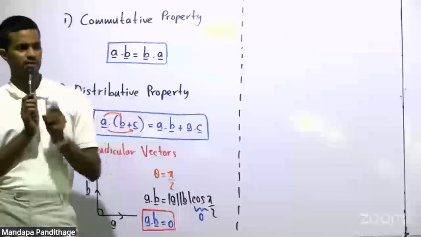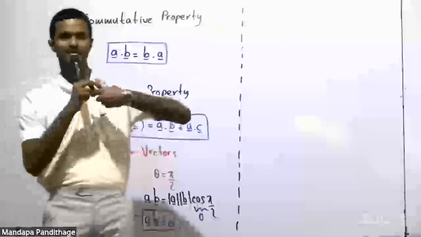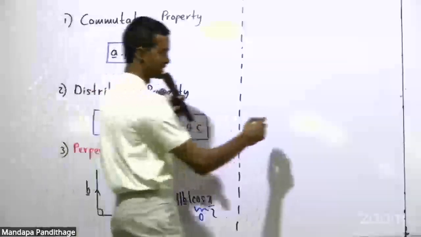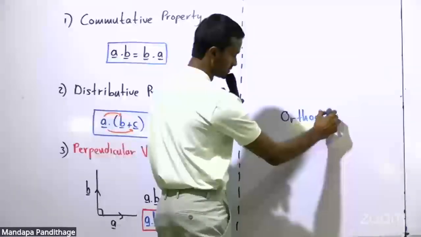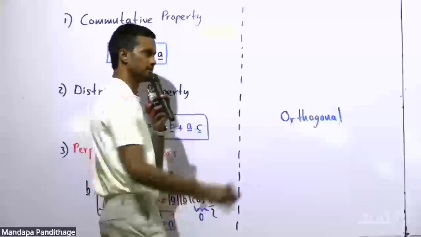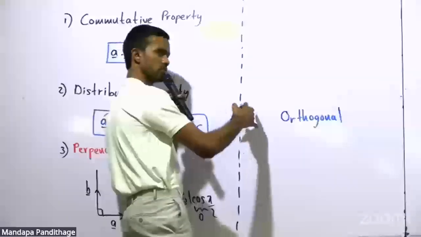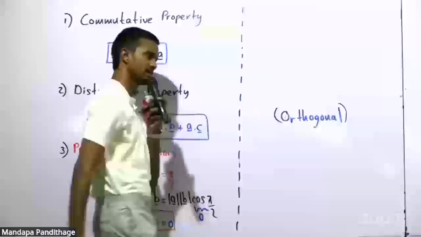Have you heard the word orthogonal? No. Okay, so let's learn it for the first time. Orthogonal. That says that any two lines are perpendicular. So when we have to show that two vectors are perpendicular, within brackets, because you will find that term in questions.